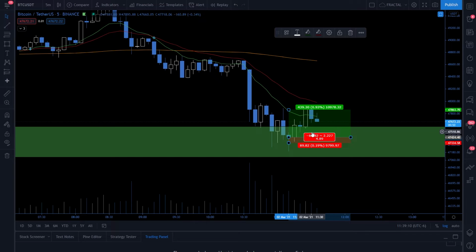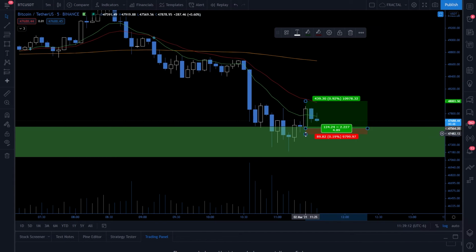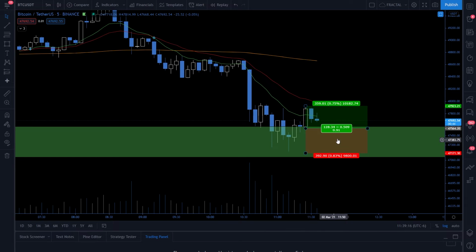Now, what you don't want to see is you don't want to enter up here and have your risk down here and your reward right here. All right, see how that's skewed? You have to basically win more trades than you lose for this type of trade, and that's just not ideal.